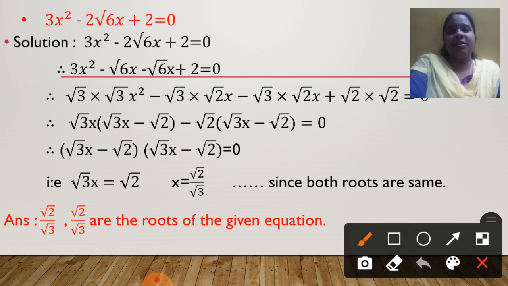I am repeating the steps again, just see. This 3 is written as root 3 into root 3. First step, x square as it is. Root 6 is written as root 3 into root 2. Root 6 is written as root 3 into root 2. And 2 is written as root 2 into root 2. I hope you are understanding it.